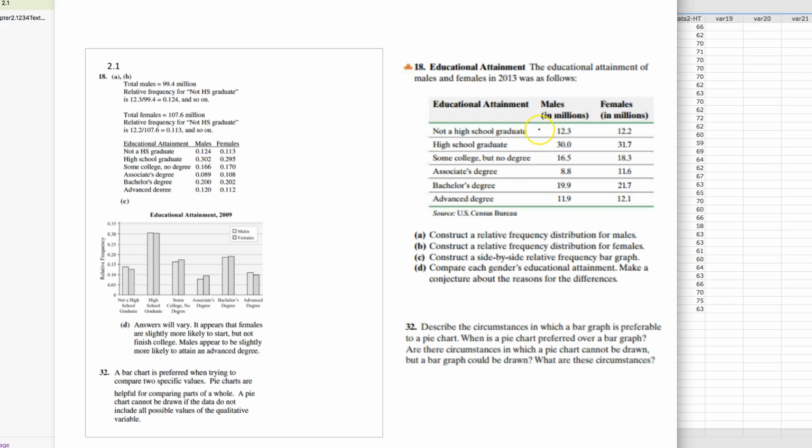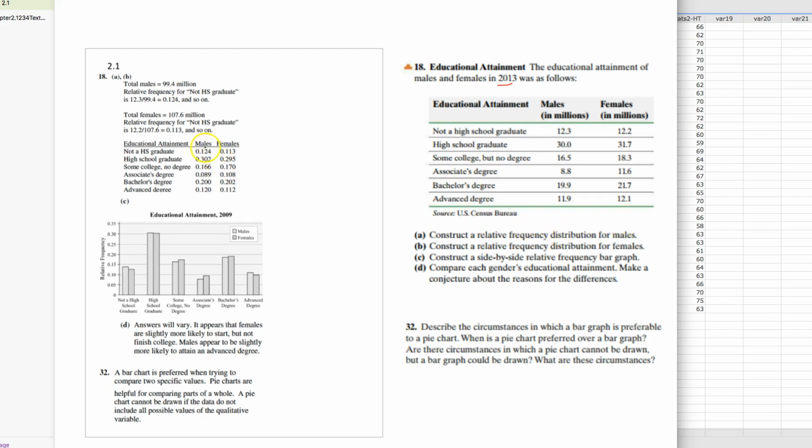and now it has been summarized in these tables, and it has to do with educational attainment in the year 2013. And so these values are represented in millions, and so instead of writing all the zeros, they just use the leading part of those values there. And so what we have here is the question of construct a relative frequency distribution for males.